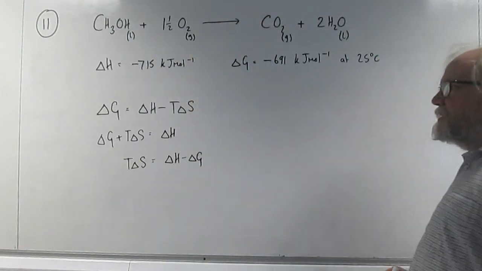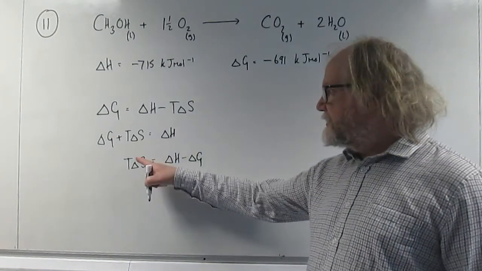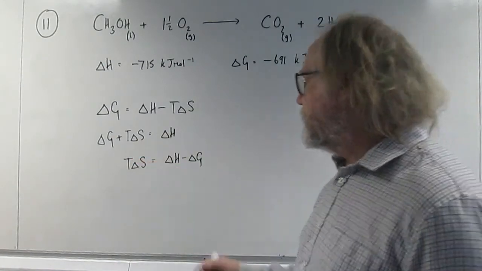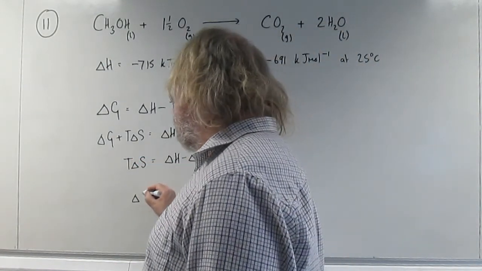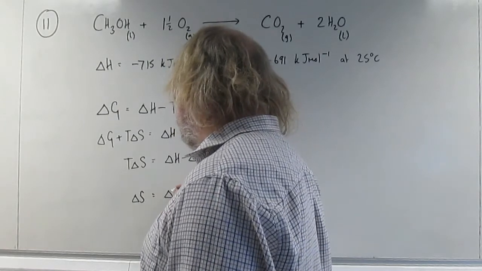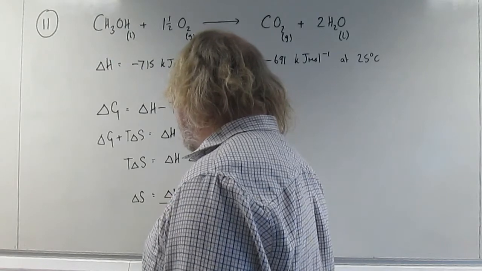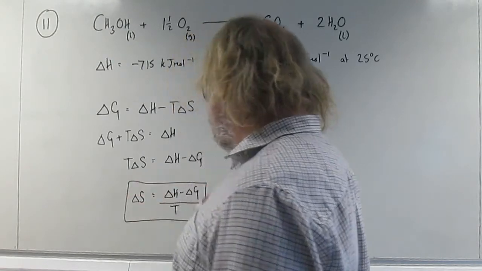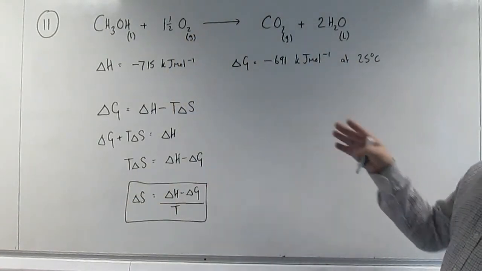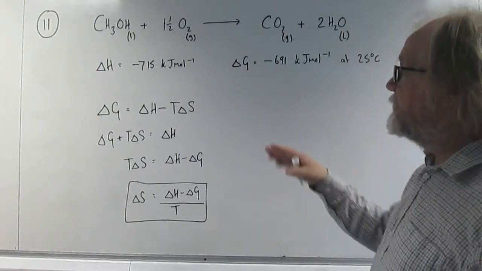And then we can divide both sides by T. In other words, slide the T diagonally over to there, which gives us that delta S is equal to delta H minus delta G over T. Okay, so that's the relationship that we're going to use. So now we can plug these numbers in.